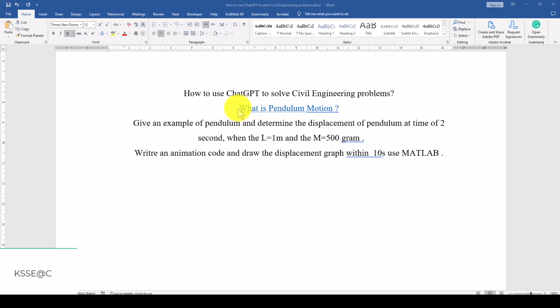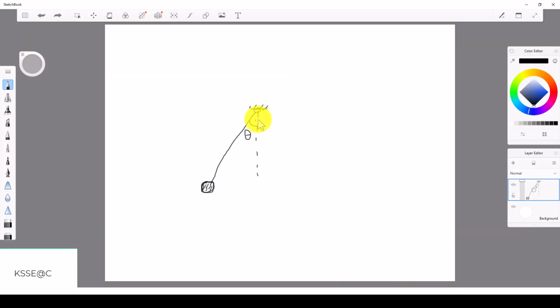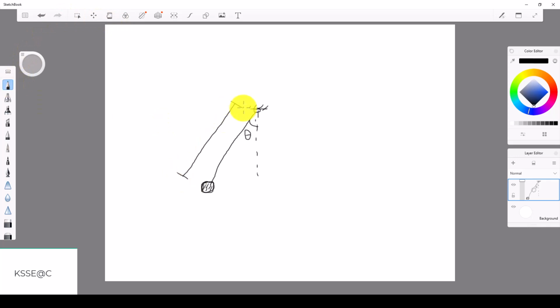And today we're going to ask ChatGPT or AI to give us what's pendulum motion, and then we will ask them to give us an example in case we have one pendulum which has a length of 1 meter, and here is a mass. So this is the vertical direction, and this is the fixed boundary condition.